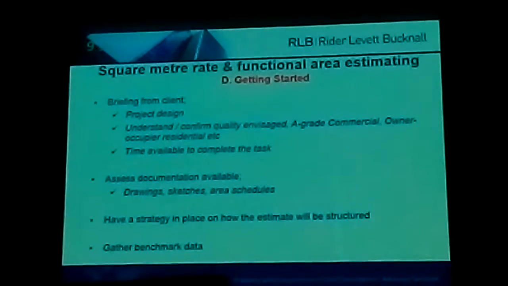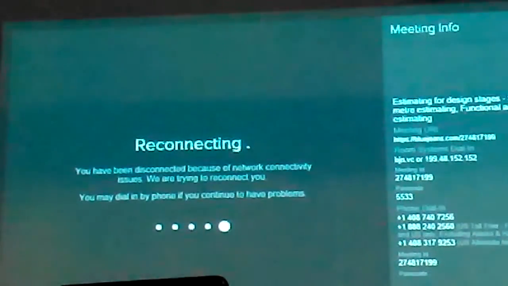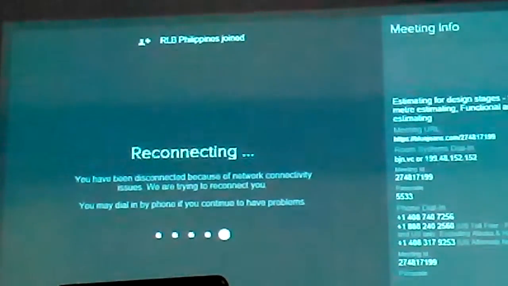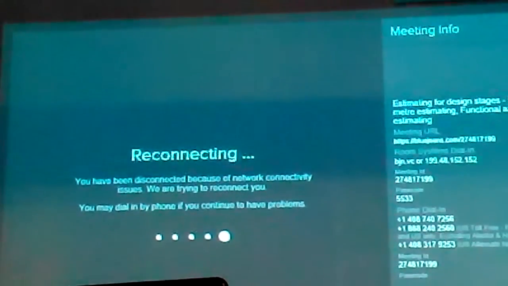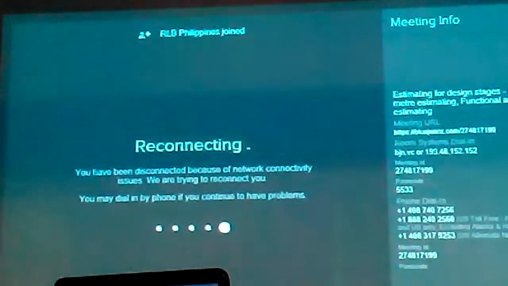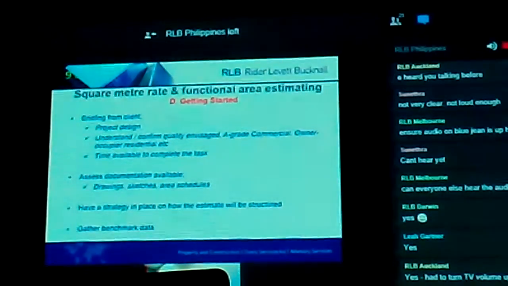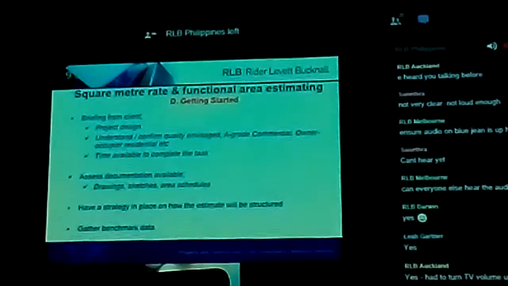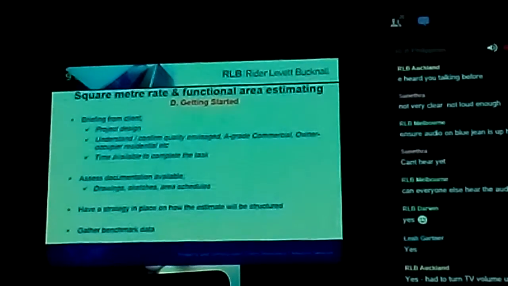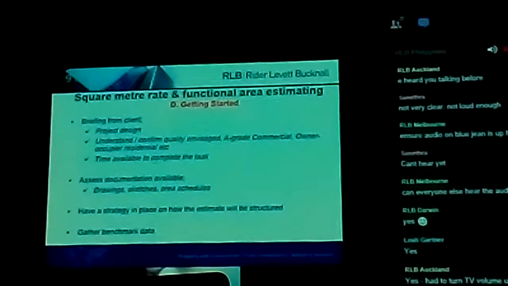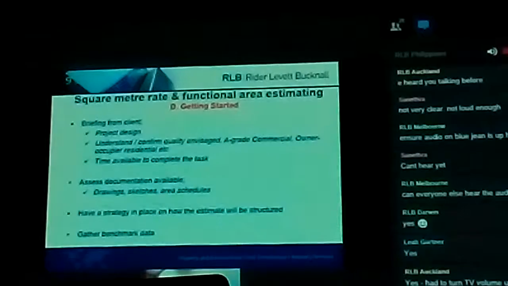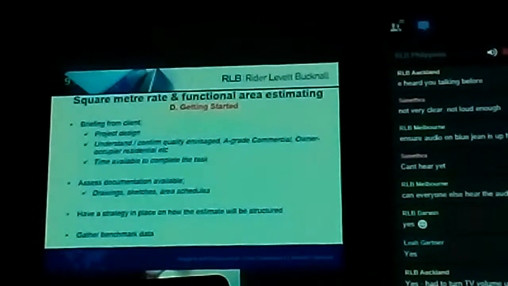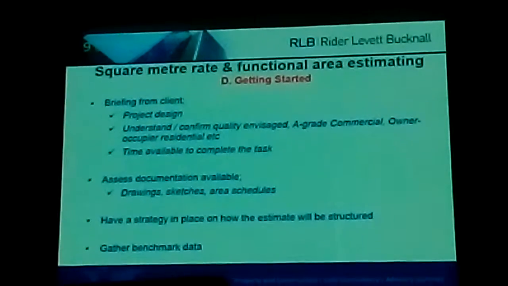Then assess the documentation provided. Following this assessment, you have a strategy in place on how the estimate will be structured. Is it unit rates applied to areas? Are you able to build up a typical floor? And what other allowances are required? It's also a good time to gather some benchmark data, estimate examples, and also have a look at Rider's Digest at some basic square metre rates.